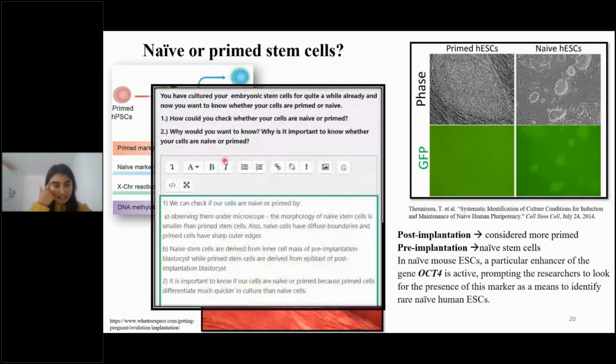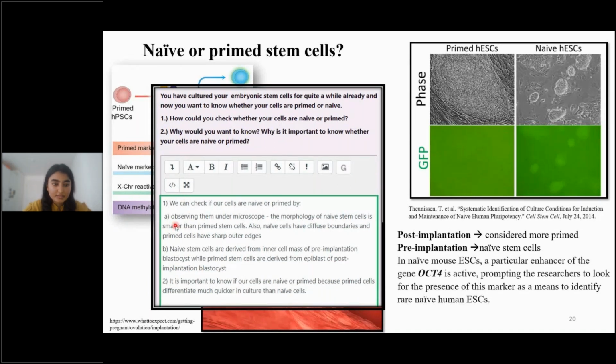So if you have cultured your embryonic stem cells for quite a while already, and now you want to know whether your cells are naive or primed, the first question is, how could you check whether your cells are naive or primed? And second, why would you want to know? Does it matter if it's naive or primed? Why is it important to know?